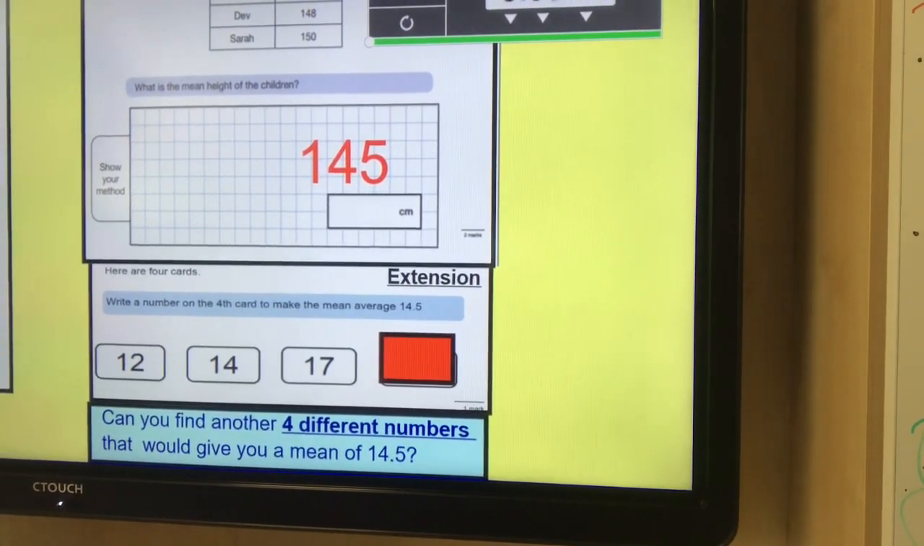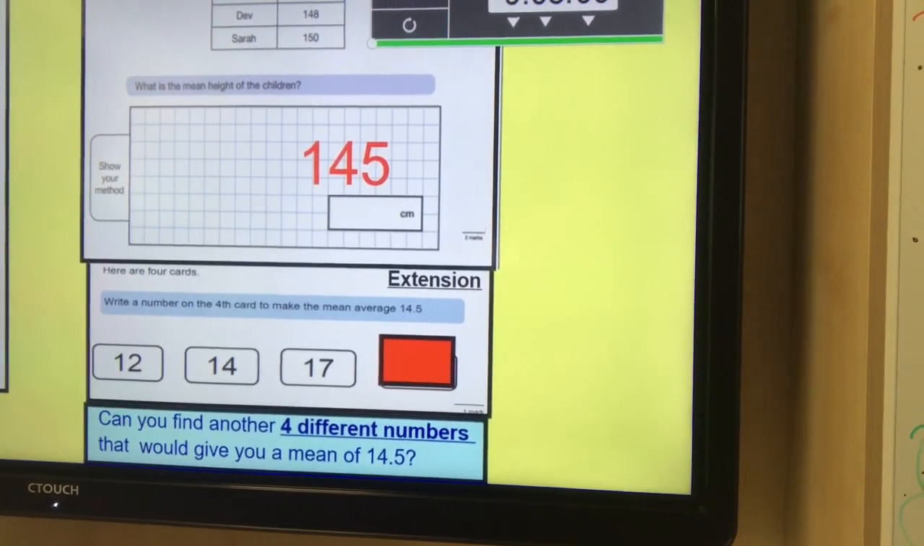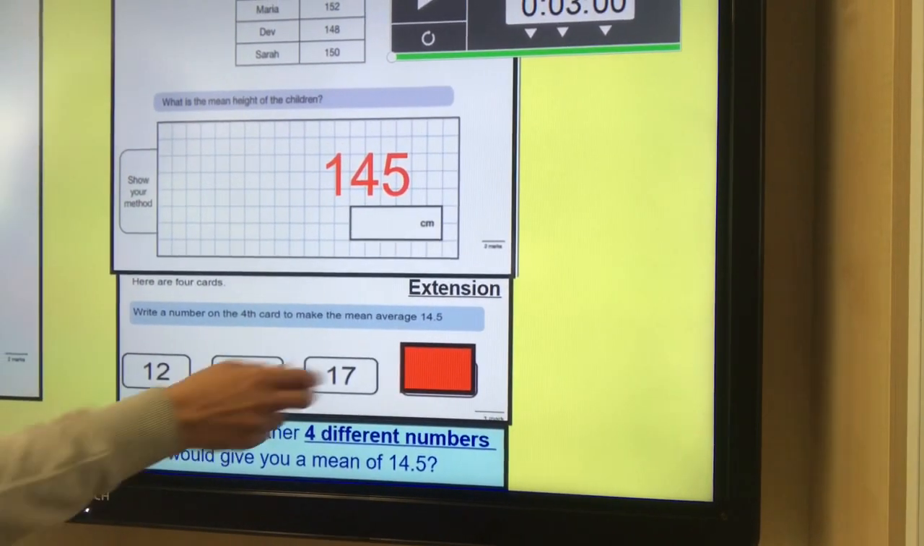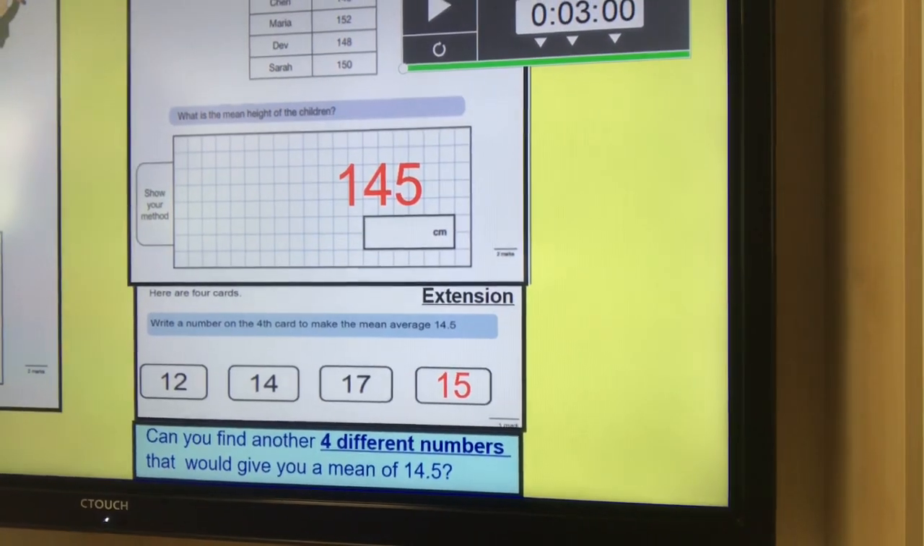Again, you can pause it here. And it says here, can you find 4 different numbers that would give you a mean as well? So Mrs. Gale, what is the answer for this? The final answer here, it was 15. Thank you very much. Okay.